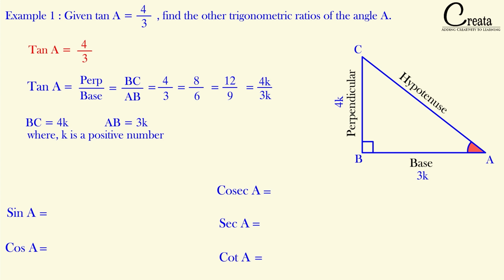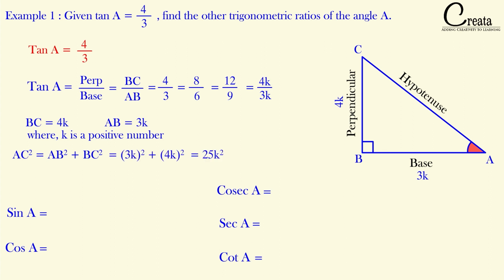Here we know two sides. We can easily apply the Pythagoras theorem and solve for the third missing side. Let's apply. We got AC square is equal to AB square plus BC square. AC is the hypotenuse, which is the side opposite to 90-degree angle. Let's put the value.